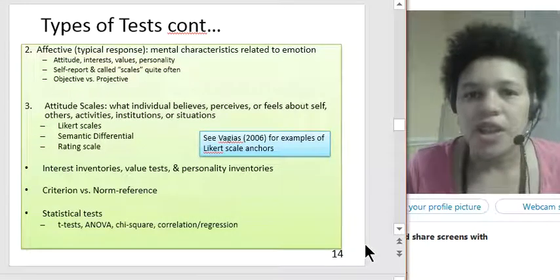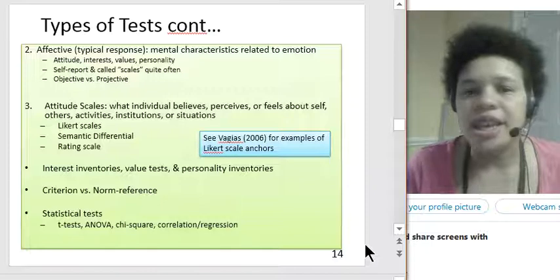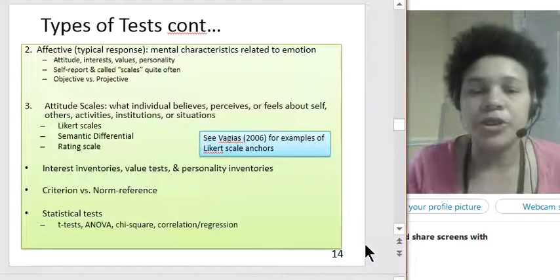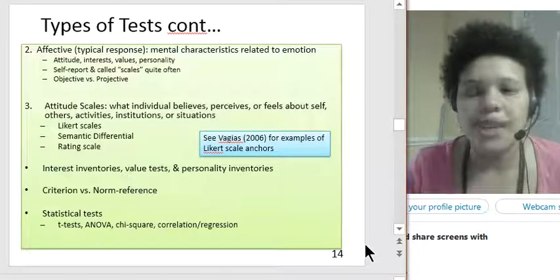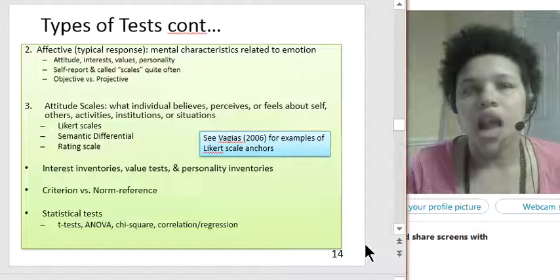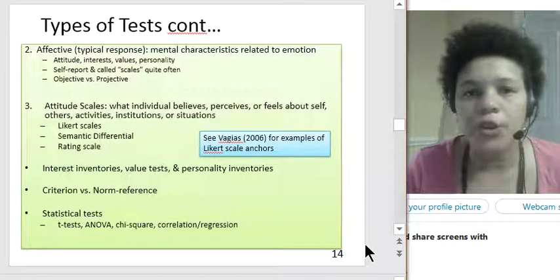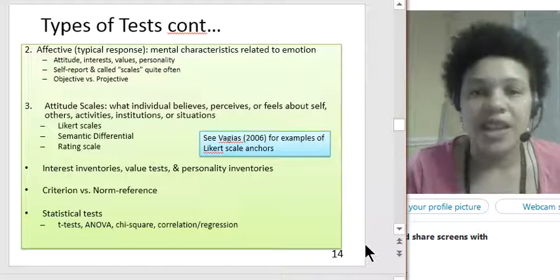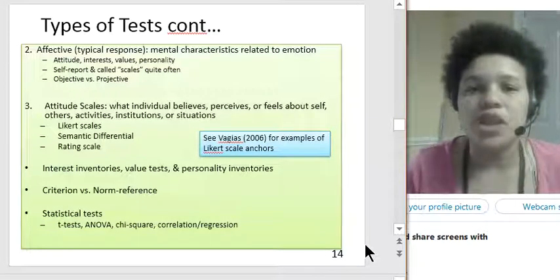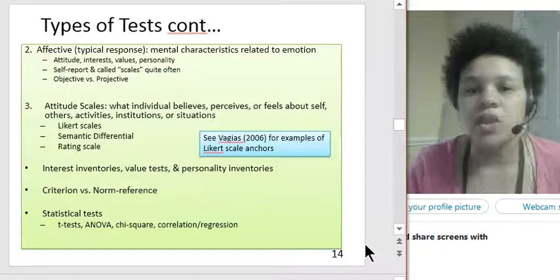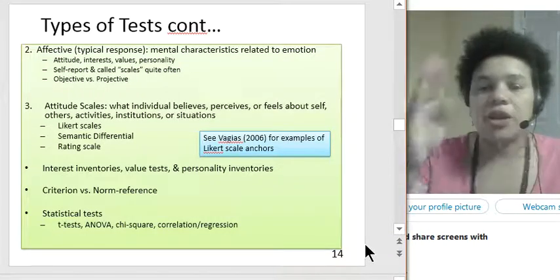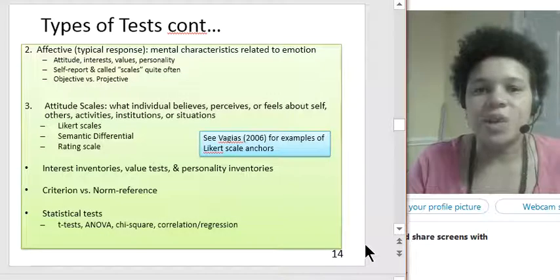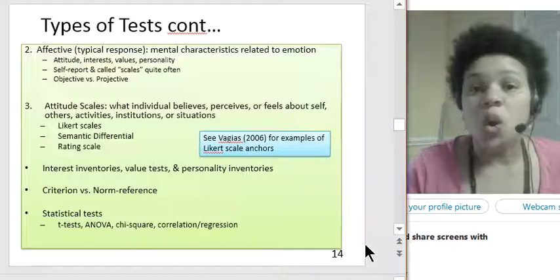Now, a norm reference test, on the other hand, is when we give a large number of students or adults or clients a test, and we see what score the top performers get. What score do the low performers get? And then we relate a new test taker to those scores. So it's basically based on a bell curve, based on some kind of comparison to other students or clients.